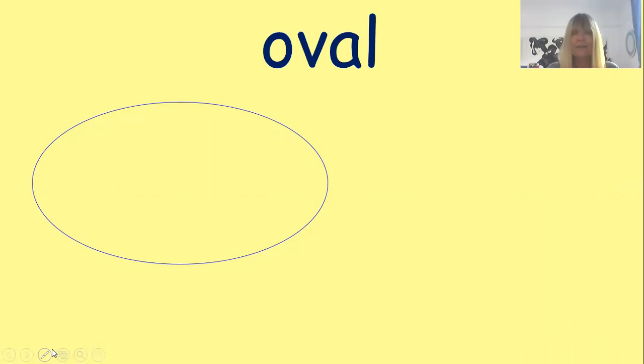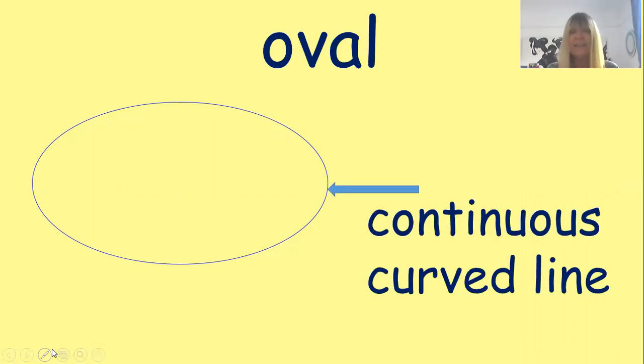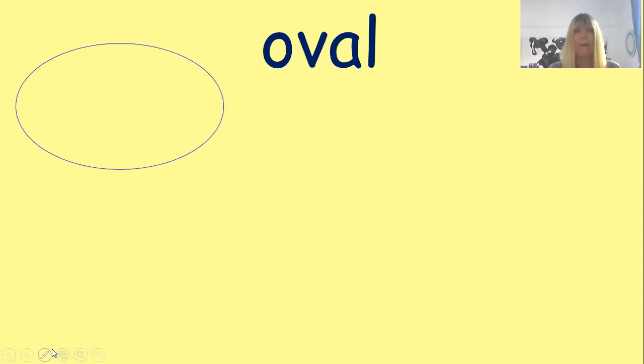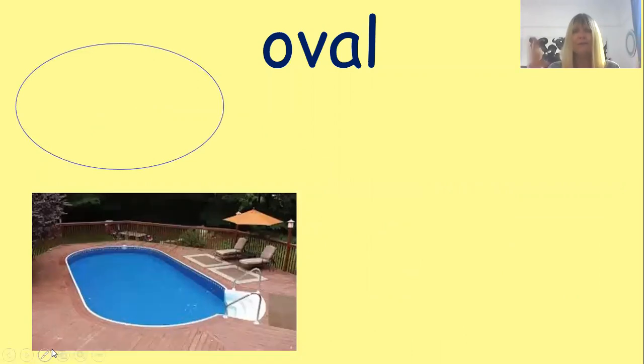And like a circle, it has got 1 continuous curved line. No points or corners or edges or sides, just a curved line that keeps going round and round. Where would we see ovals in the big wide world? Well, I found a picture of one oval that really appealed to me. It's an oval-shaped swimming pool. Oh, wouldn't we all love to be diving into that right now?